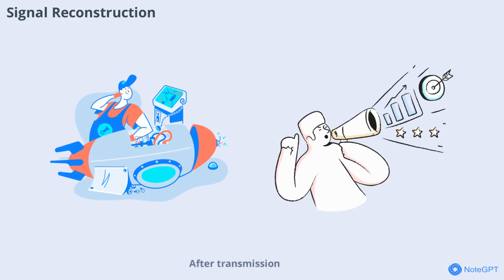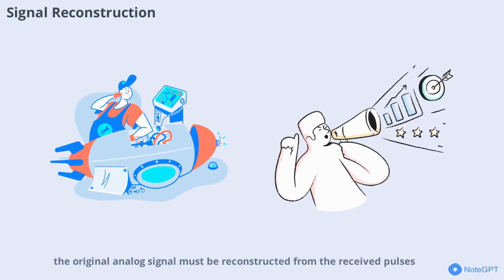After transmission, the original analog signal must be reconstructed from the received pulses. This process involves filtering and, in some cases, interpolation. The accuracy of reconstruction depends on the quality of sampling and the effectiveness of anti-aliasing filters. Proper reconstruction ensures that the transmitted information is faithfully recovered, which is the ultimate goal of any communication system.